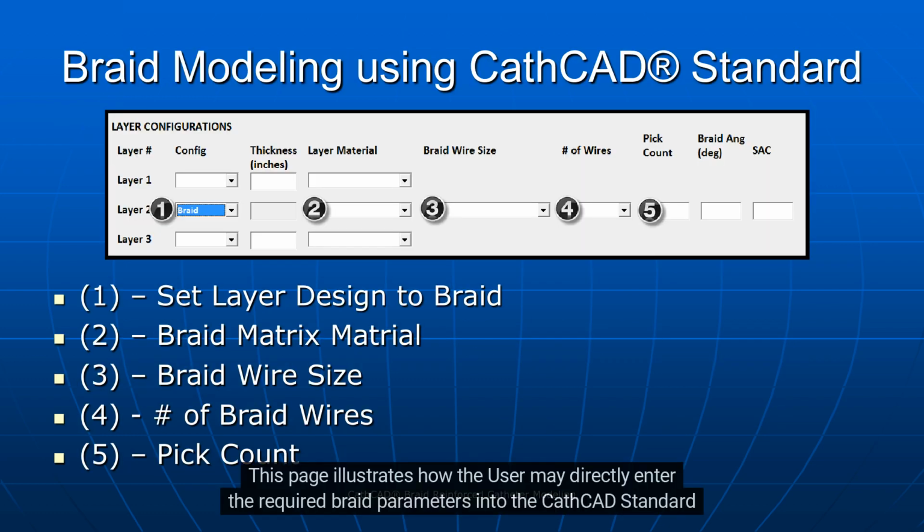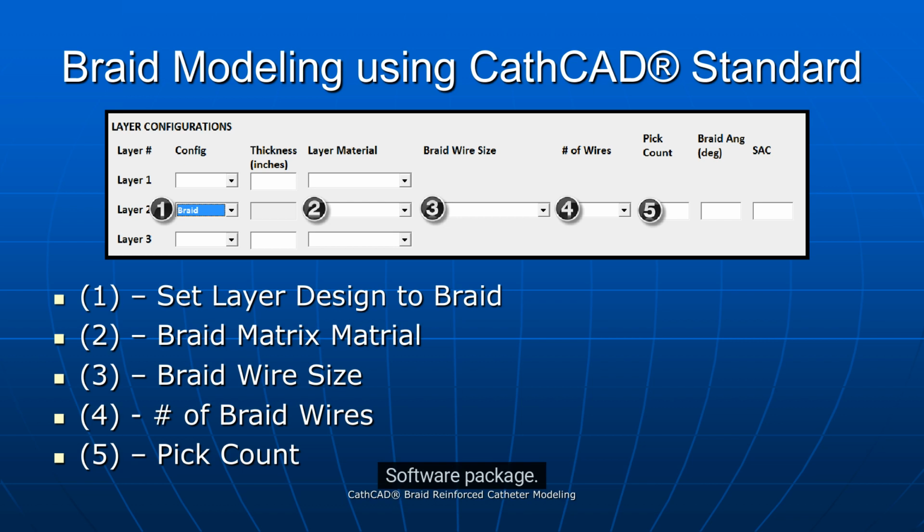This page illustrates how the user may directly enter the required braid parameters into the CathCAD standard software package. Step 1, set the layer design to braid. Step 2, select the braid matrix material. Step 3, select the braid wire size. Step 4, select the number of total braid wires. Step 5, enter the pick count.